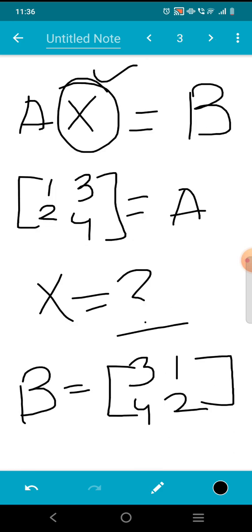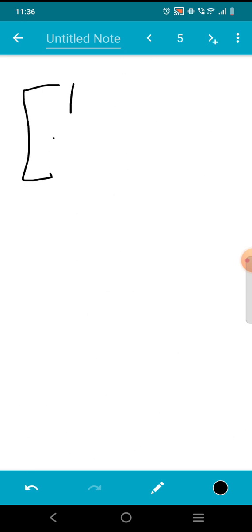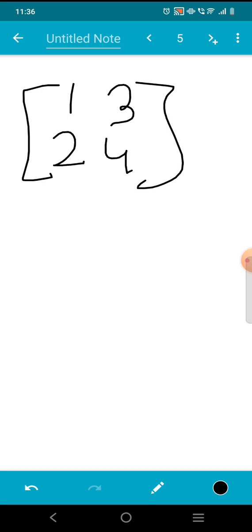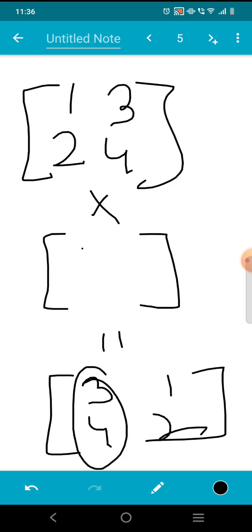Now going to this question, we'll be solving this by using the same method. Let's see the method. 1, 2, 3, 4 should be multiplied by what matrix to give us 3, 4, 1, 2. Suppose I am taking this column, so I will be finding both multipliers. This is the multiplier of the first column plus the multiplier of the second column: multiplier 1 into column 1 plus multiplier 2 into column 2, and it will give us this column. Now here we can see it is just a column interchange.